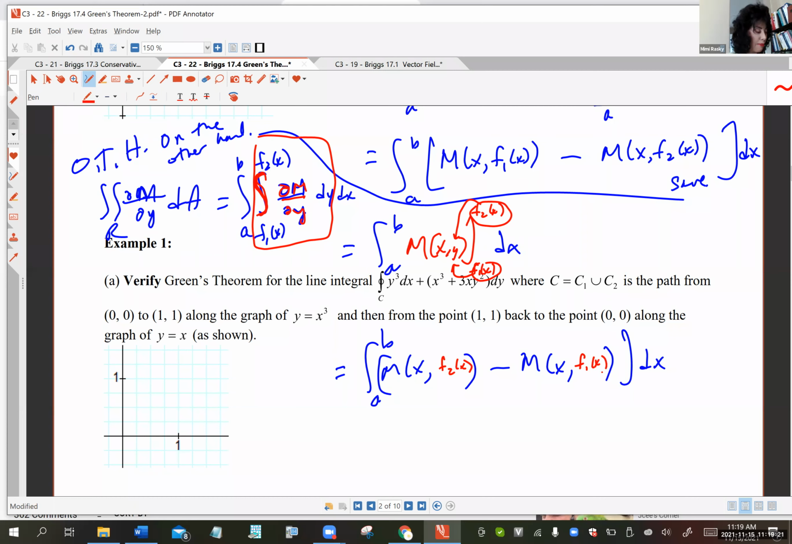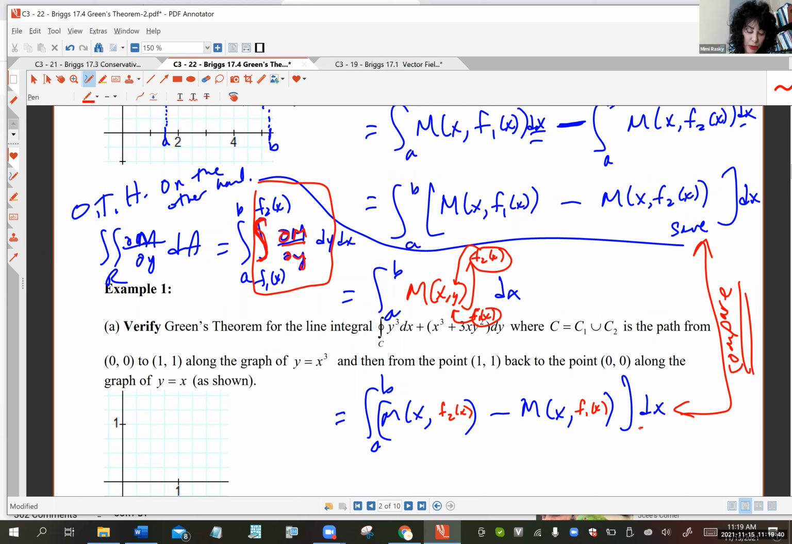Okay, stop. Now I want you to compare these two things. There are some similarities and there are also some differences. So what do you see are similar and what do you see are different?